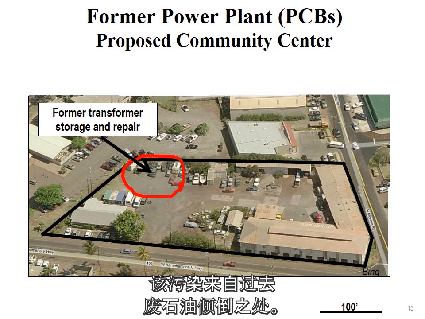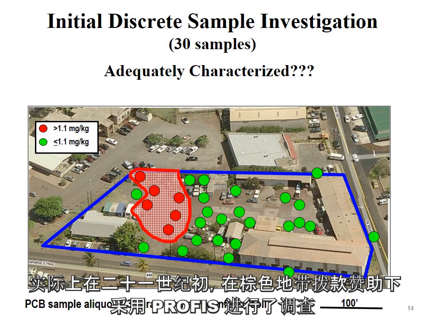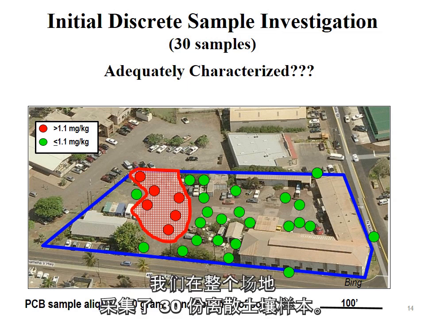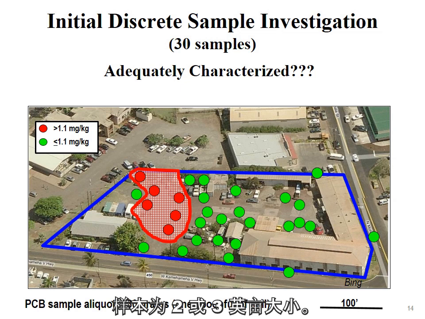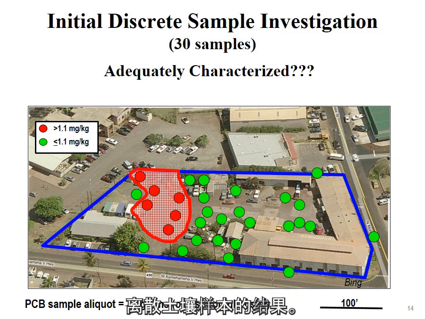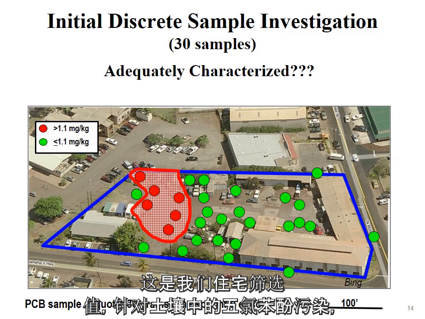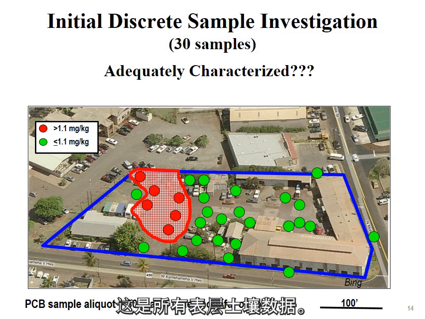Our office actually went out under a brownfields grant in the early 2000s. Before we started doing multi-increment sampling, we collected 30 discrete soil samples across the site. It was 2 or 3 acres. So you can see here the results of the discrete soil samples. The areas in red are over 1.1 milligrams per kilogram. That's our residential screening level for PCBs in soil. And this is all surface soil data.